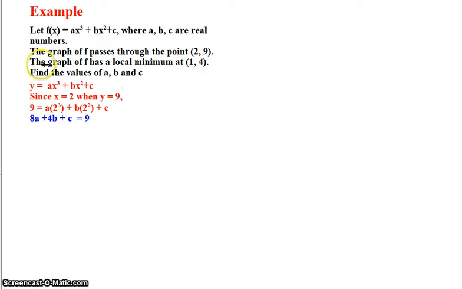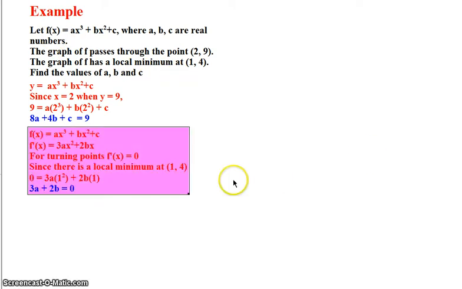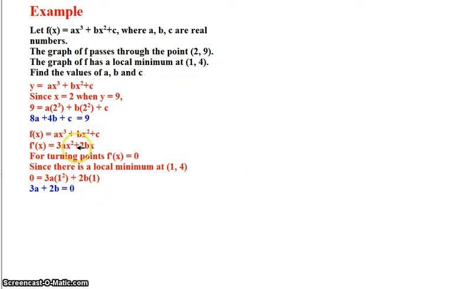We can also use this information. The graph of f has a local minimum at x is 1, y is 4. Now a local minimum will occur when the first derivative f'(x) is 0. It's actually a turning point. So I'm going to rewrite this equation, f(x) equals ax cubed plus bx squared plus c, and differentiate it. f'(x) equals 3ax squared plus 2bx, and if you differentiate c you get 0 because it's a constant.